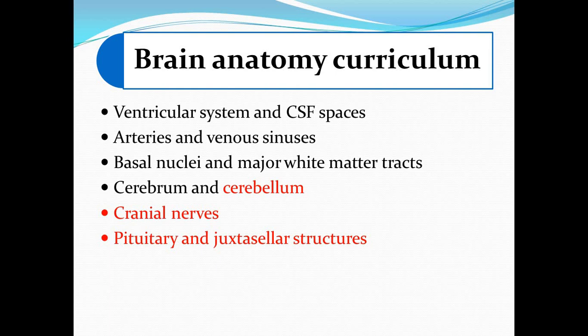We have discussed the ventricular system and CSF spaces. We covered the blood supply to the brain and the venous sinuses. We talked about the basal nuclei and major white matter tracts. And we talked about the cerebrum with its 4 lobes. So today we will be covering the cerebellum, the cranial nerves, pituitary gland, and the juxta-sellar structures.